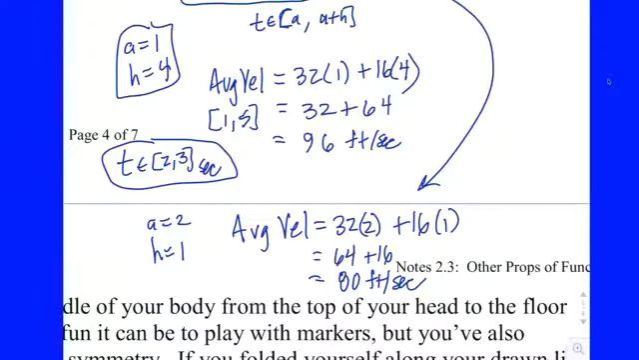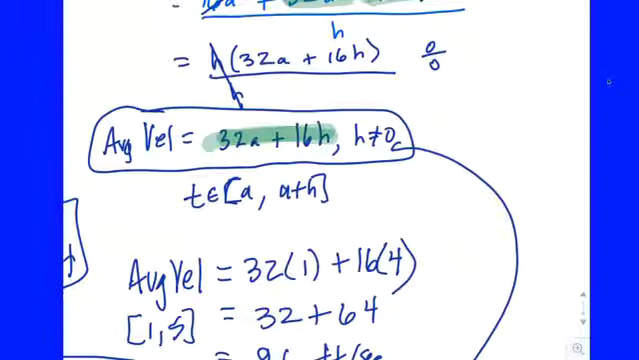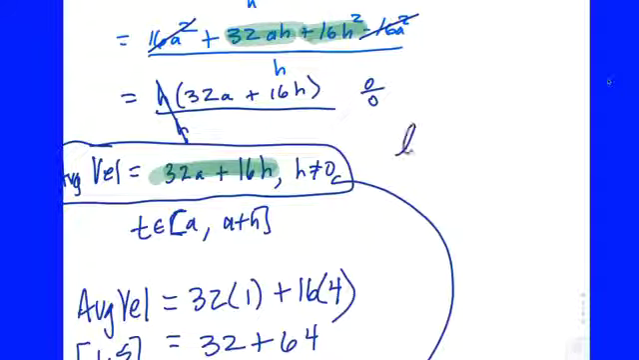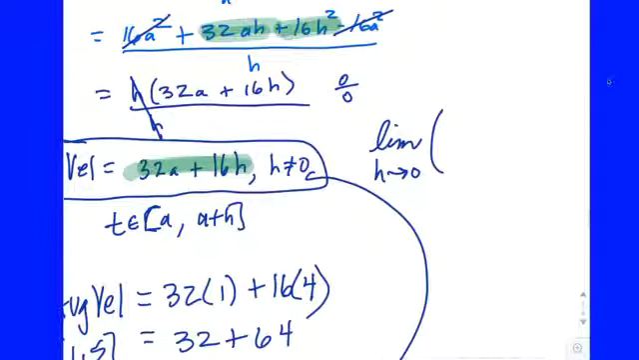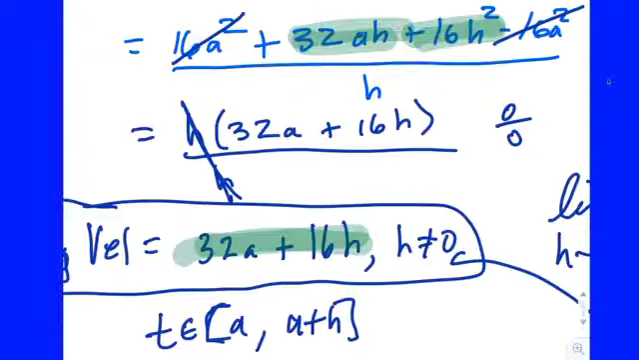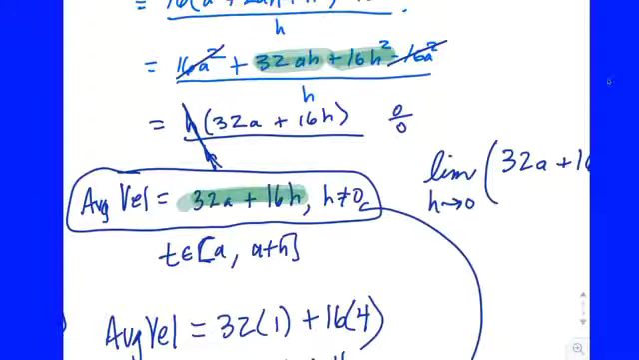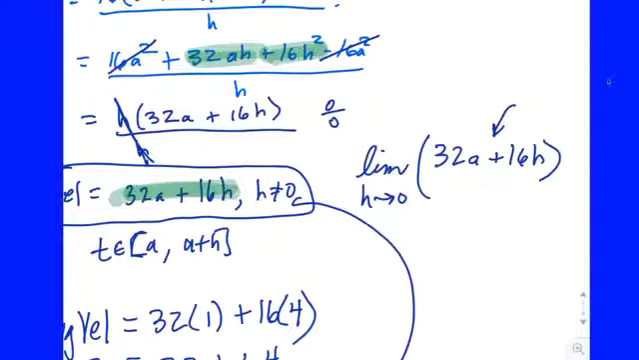But here's the magic. If I want to know how fast something is going at a single moment in time, I can't let h equal 0. But what if I took the limit as h approached 0? That would be the limit of this average velocity function. Now notice we've already divided the h over h out. See that? We remember that if we plugged in a 0, we got 0 over 0, which means that this function has a what at h equals 0?